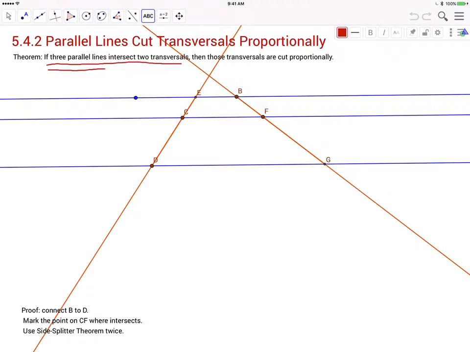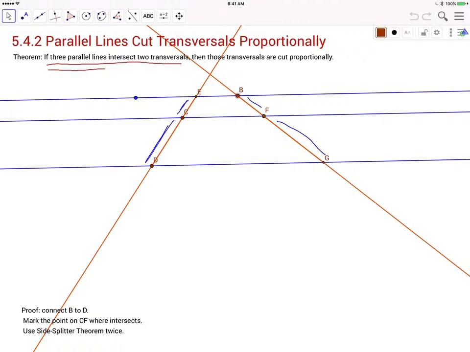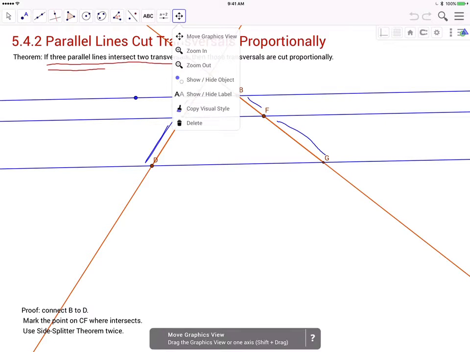So the conclusion of this theorem is that in this case, let's change color a little bit, EC relates to CD the same way that BF relates to FG. So that's the conclusion. It seems fairly intuitive maybe to you that no matter how I move these lines, those pieces will remain constant in the sense of how they relate to each other.